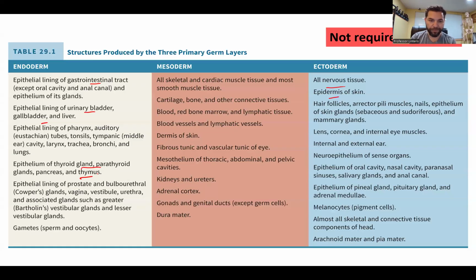Glands, right? Endocrine glands we discussed. The mesoderm is going to be muscle tissue, cartilage, bone, obviously, respectively, bone marrow, things like that, right? So that's what these 3 layers will differentiate into.